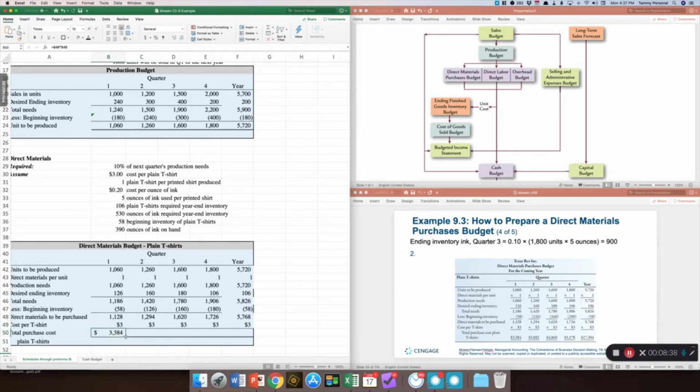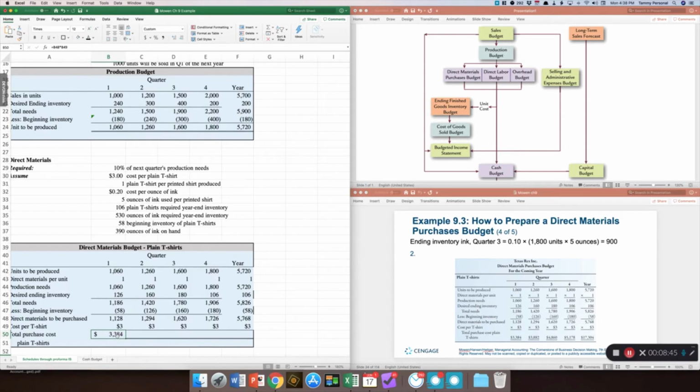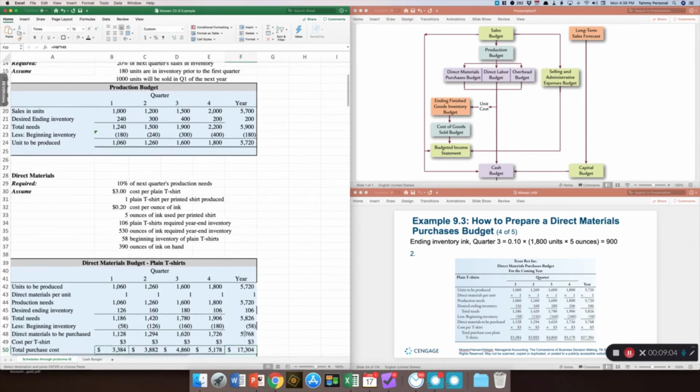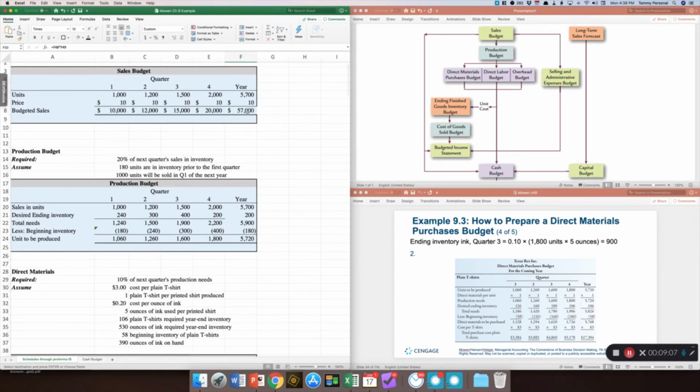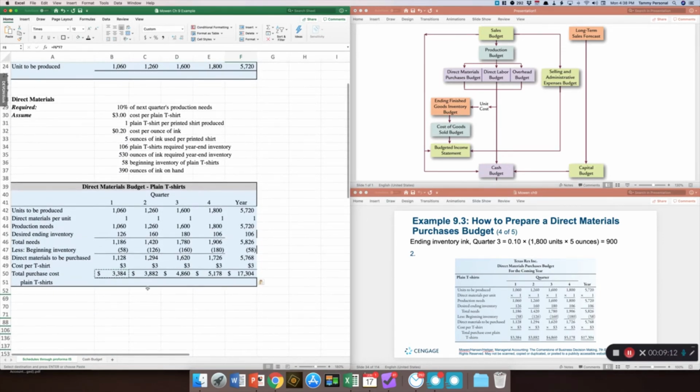And for whatever reason, this thing is not working. I'll do something else. See, sometimes when I'm recording videos, my computer doesn't work right, but what I can do is just copy and paste. That'll work, and that gives me, right? So, interestingly, our cost for just the plain t-shirts is $17,000, and remember, our revenue for the year was $57,000. So far, it looks like we're making some good money here.